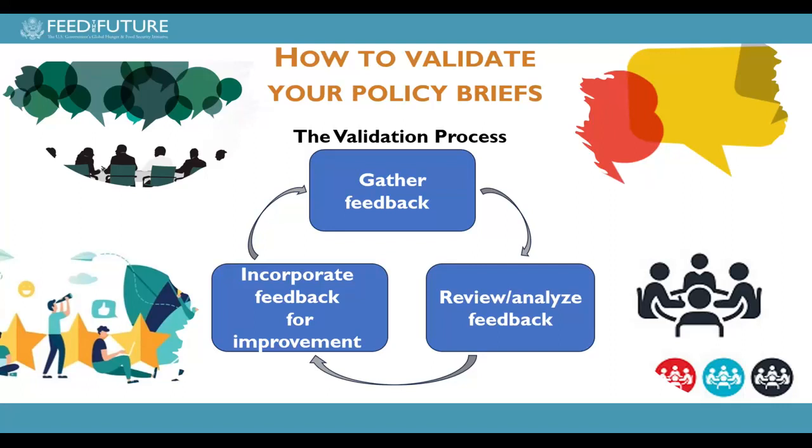The main goal for you is to gather participants' feedback on the content and the format, the feasibility of the recommendations, and potential dissemination targets and strategies. So this is the first step, that of gathering feedback. The next step is to review this feedback and analyze it, again possibly in a participatory manner. And finally, is to incorporate it into an improved version of the policy brief.